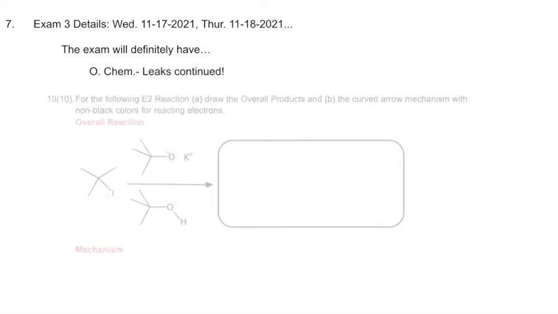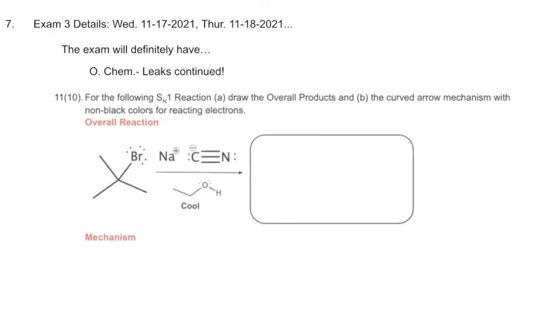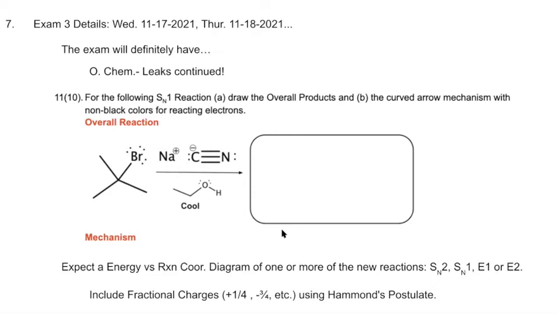All right, so O-Chem leaks continued. We got the E2 reaction I'm going to go over today and the SN1 reaction here. I made these really simple molecules too without a lot of products, so it should be pretty easy. And then I'll probably throw on a reaction coordinate diagram, energy versus reaction coordinate diagram, where there's charge involved. So you're like, oh, is that going to be plus a quarter, minus a quarter?